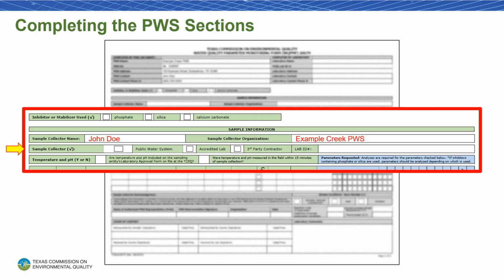In the next row, mark if the sample collector is from your public water system, an accredited lab, or if they are a third-party contractor. In the lab ID number field, write the approval number listed on your laboratory approval form 10450. If you do not have an approval number or need help finding yours, contact the TCEQ Lab Approval Coordinator.